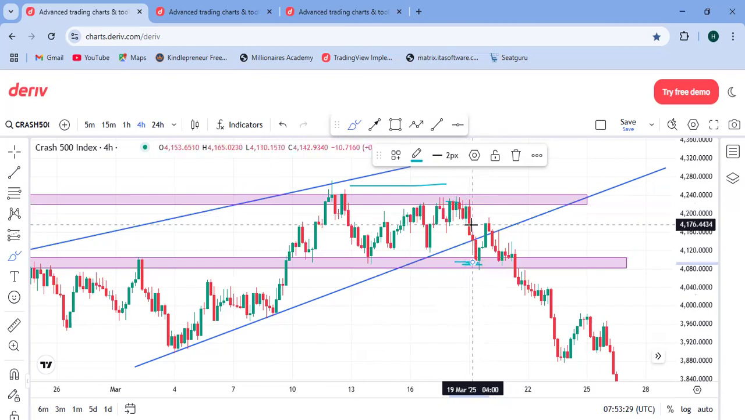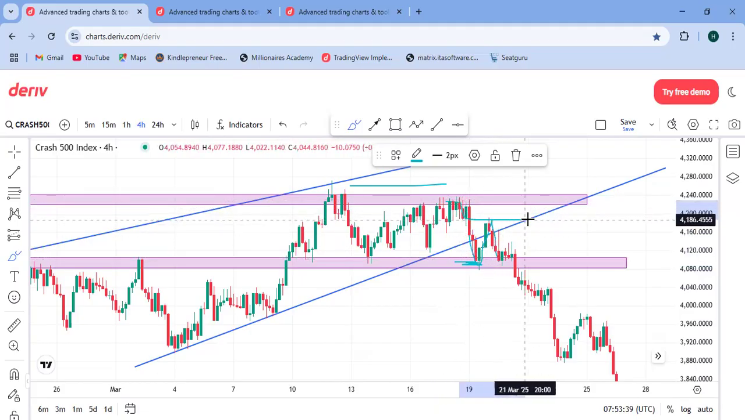Now you can see there was a little pullback. The market got to this zone the first time and pulled back, then it pulled back into this supply zone. On getting to this supply zone or order block, you can see it started selling and continued selling.